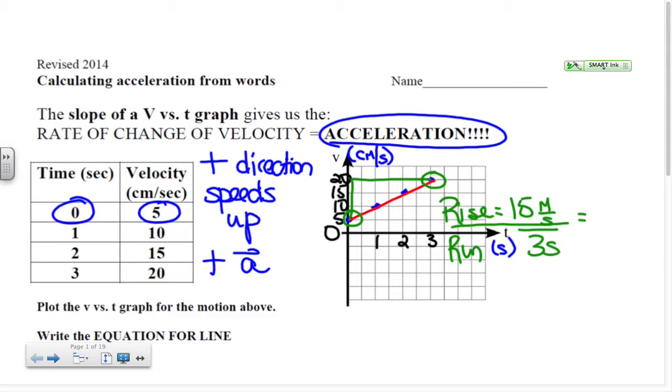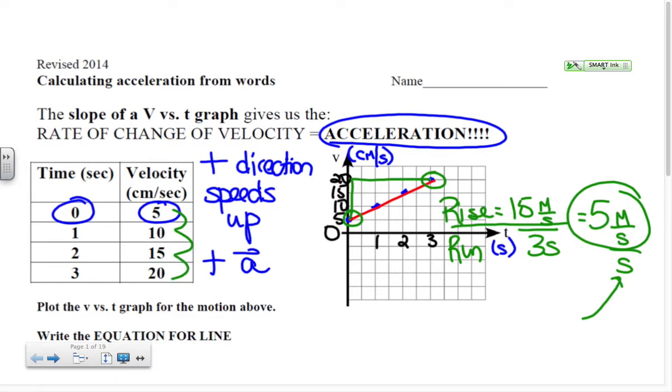So my rise, 15 divided by 3, is 5. No doubt you all can do that. And then I know that my unit is meters per second squared, which tells me for every second, my velocity changes by 5. And we can see that on the data table as well. Every second, it's going up by 5.